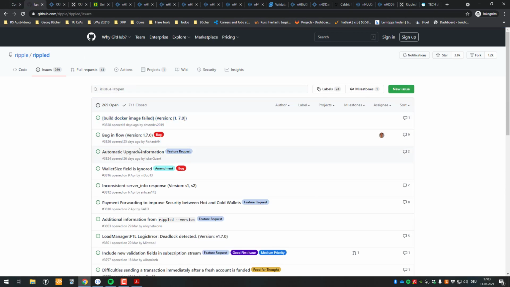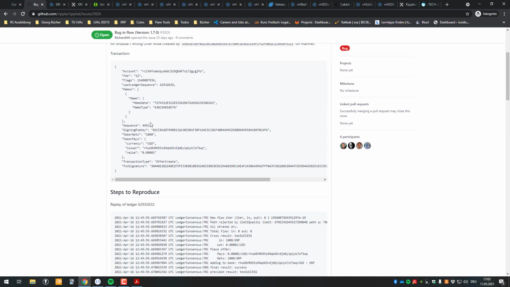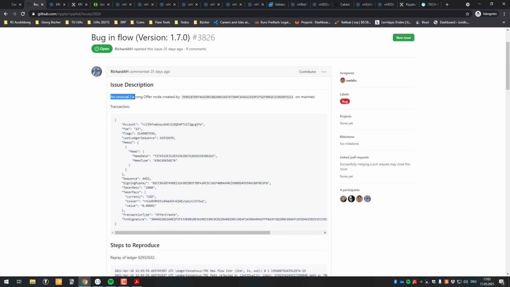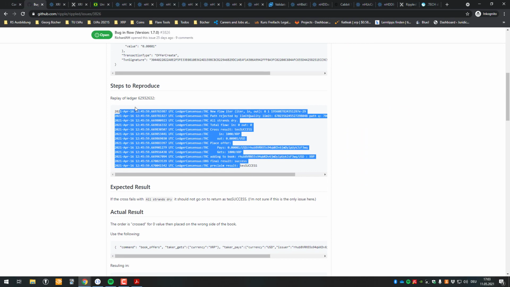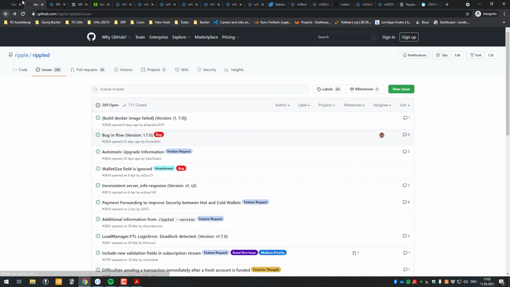An unusual wrong offer node created. For example, if there's something there and they want to look into how it happened, the steps, and so on. What else do we have here? Sybil attacks, I hope I'm pronouncing it correctly. A Sybil attack is an attempt to take control of the network.